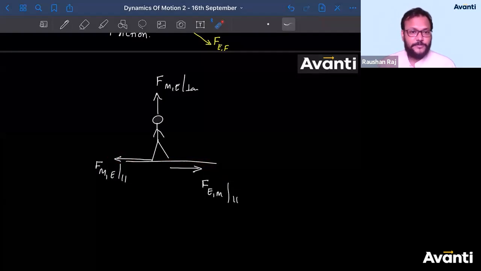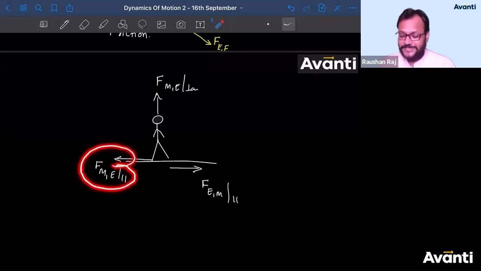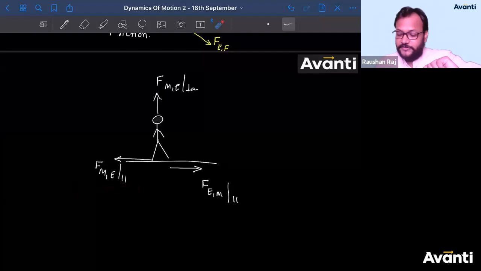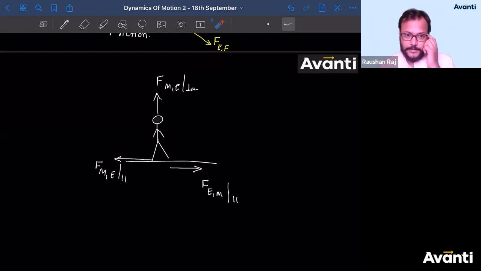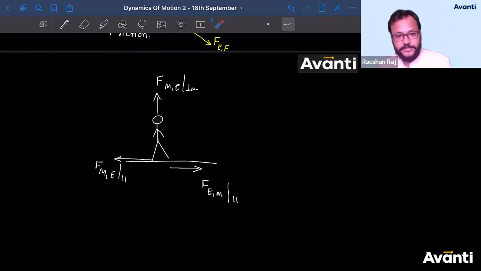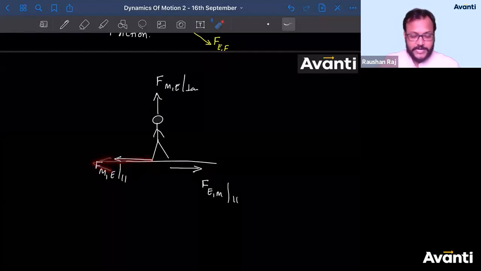So what do the children say? So we will say this is also nothing but a contact force, because this has come because of the contact between the earth and the man. So here we are having how many contact forces? Tell me, guys. How many contact forces are we having in this condition? We are having two contact forces, isn't it? One of them is along the surface in contact. The other one is perpendicular to the surface in contact.